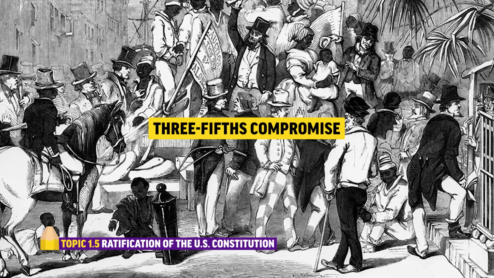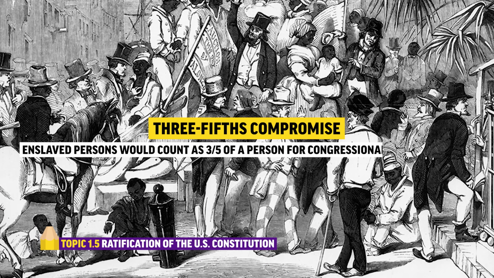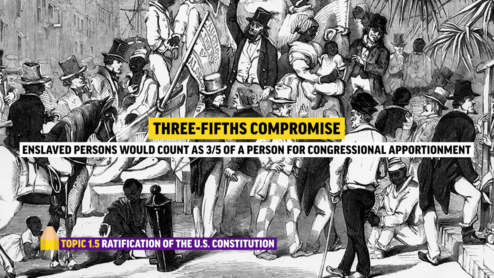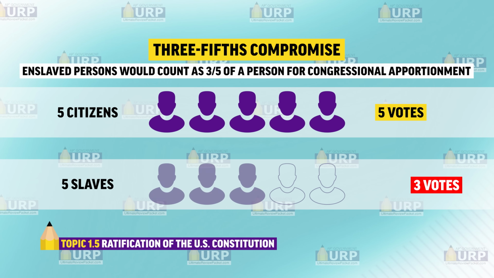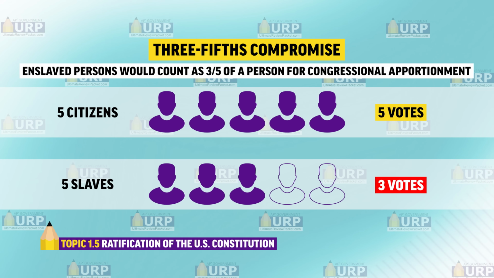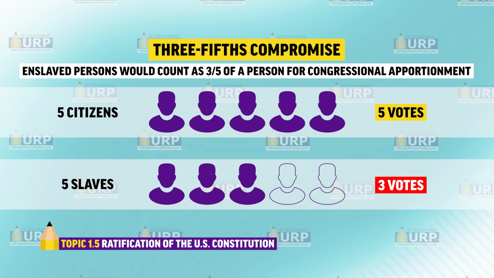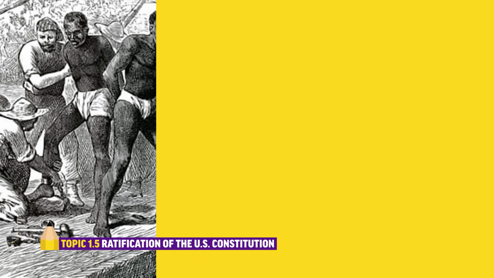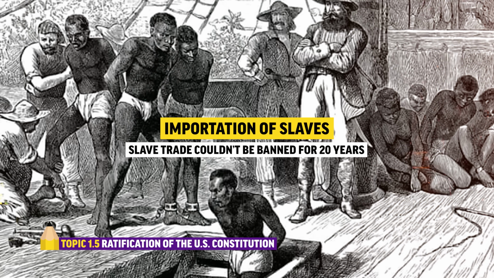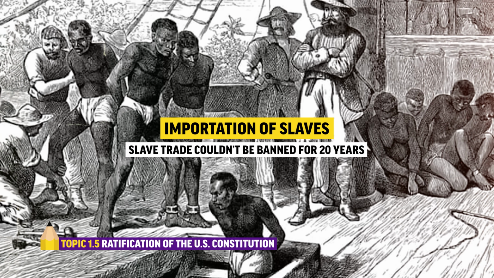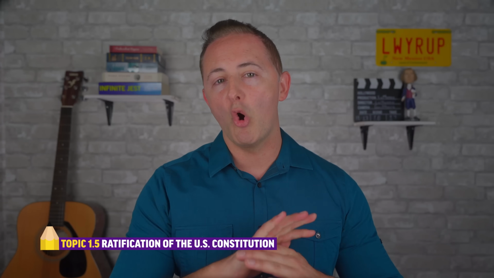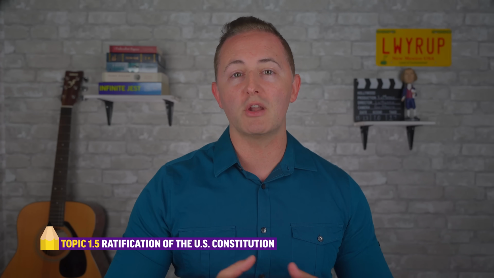There's also the infamous 3/5 compromise, which decided that slaves would be counted as 3/5 of a person for the purpose of apportioning the House and the Electoral College. And this led to southern states being overrepresented in the House and the presidency for the first 70 years of the nation's history. And lastly was the compromise on the importation of slaves, which was an agreement that the slave trade could not be abolished for 20 years. This compromise being the only way to secure Southern support for the Constitution.